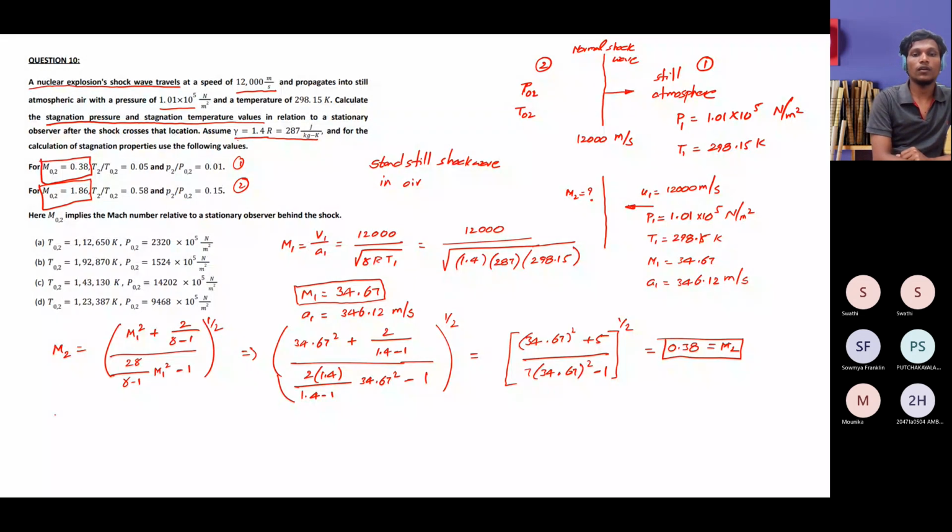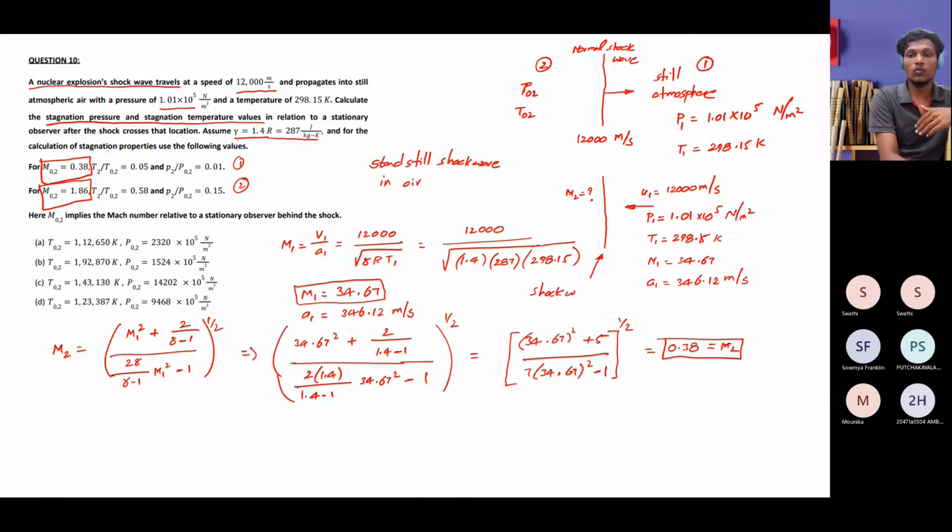And the second thing is, since we have now obtained M2, we need to obtain the static temperature at that particular location to get the velocity at that location, because we need to obtain the velocity at this particular downstream of the shock wave. Using that velocity, again, we need to convert into the stationary frame of reference. Now we are actually, this is shock wave.